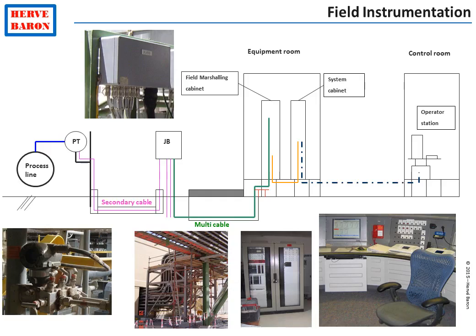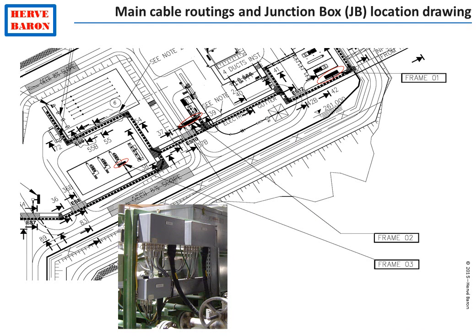Drawings must be issued by what is called installation, part of the discipline, for installing all these various bits of hardware. This starts by the allocation of field instruments to junction boxes and definition of the main cable routing. Allocation of instruments to junction boxes can be done once the PNIDs and plot plan have been finalized.